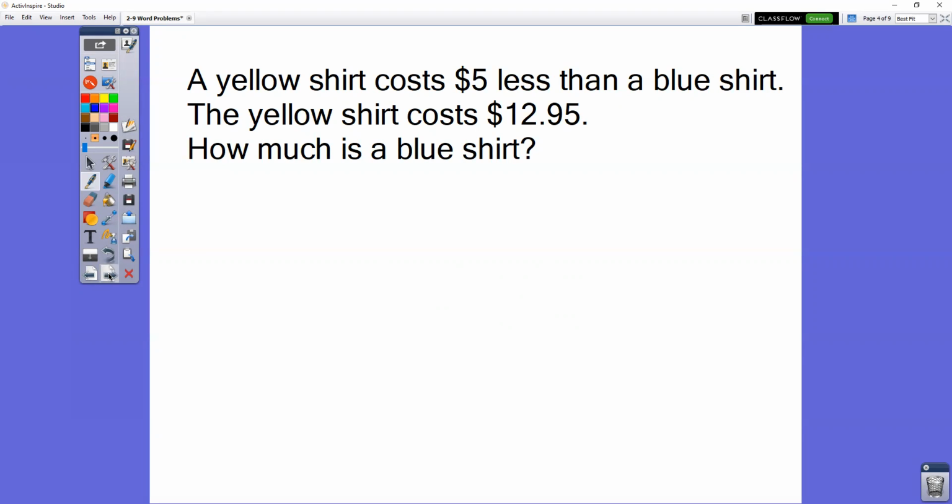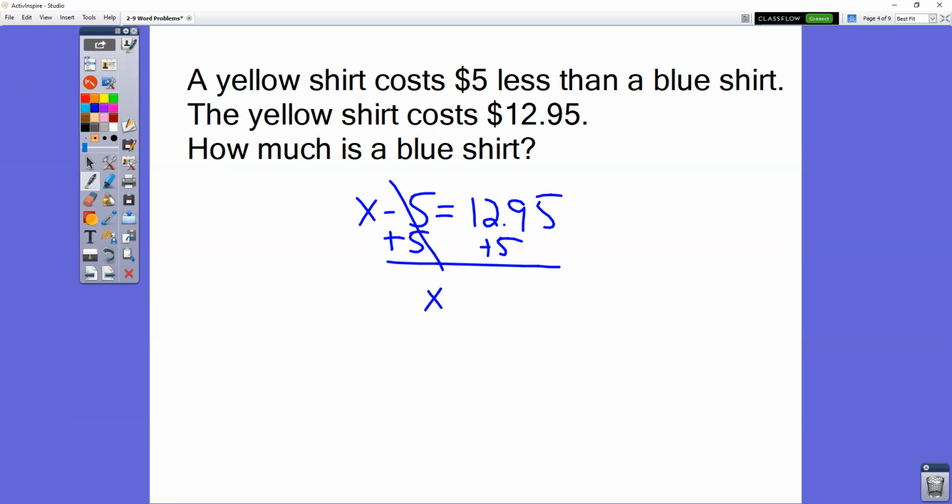So because you would normally add, you want to set up a one-step subtracting equation. So x minus $5 equals $12.95. You have the blue shirt cost minus the $5 because the yellow shirt costs less, and that gives you that yellow shirt price. So when we would go to solve it, you would add $5 to each side, and you get $17.95. We said normally you would add to solve it. That's why we set up a one-step subtracting equation.